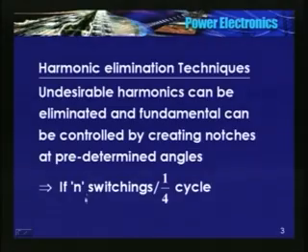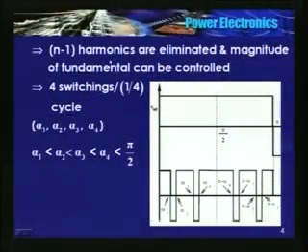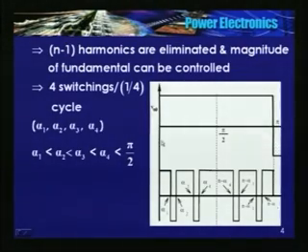What it says is, if there are n switchings per quarter cycle, remember n switchings per quarter cycle, n minus 1 harmonics can be eliminated and you can control the fundamental. I will repeat, if there are n number of switchings per quarter cycle, n minus 1 harmonics can be eliminated and the magnitude of the fundamental can be controlled. Okay, I will explain to you.